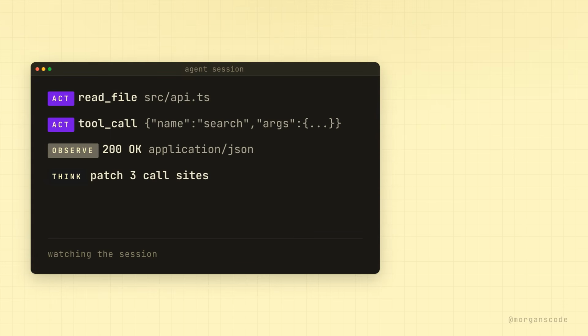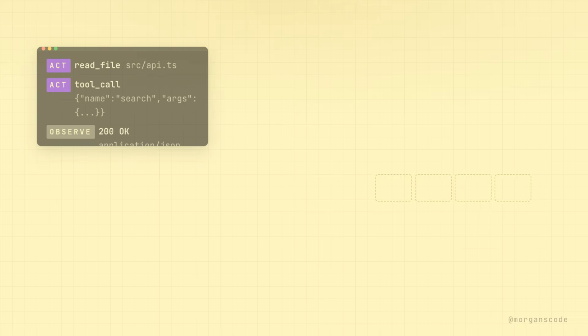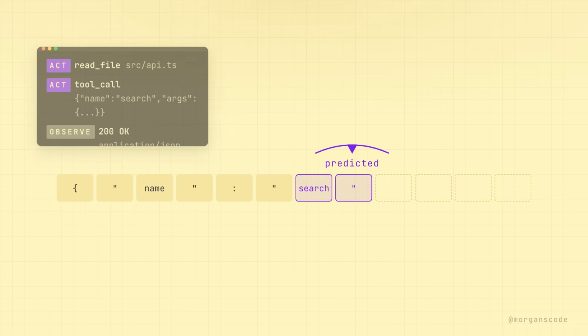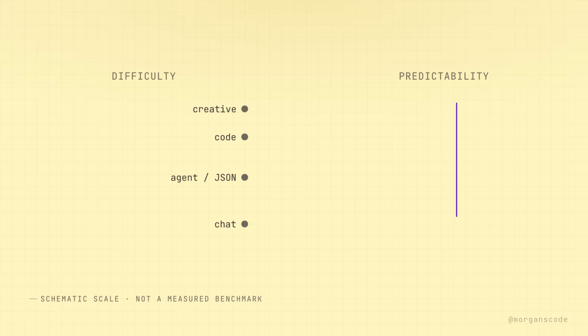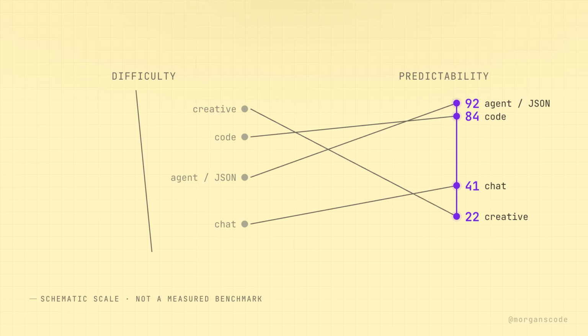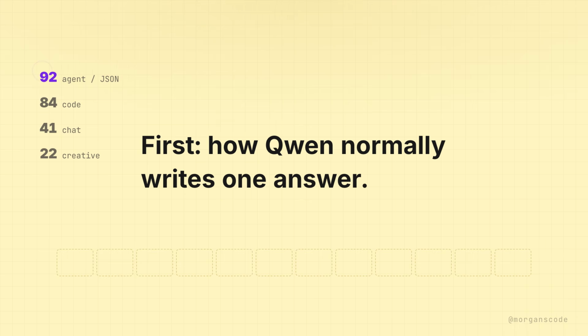The largest gain appeared during an agent-style task filled with code, JSON, tool calls, and repeated formatting. Those outputs are unusually friendly to MTP. Once the model begins a familiar function call or a block of structured code, the next few tokens become easier to anticipate. Normal conversation gives MTP less to work with. The next words are harder to guess, so more of its predictions are rejected. MTP does not care how difficult your task is, it cares how predictable the next few tokens are. And to understand why that matters, we need to look at how Qwen normally generates an answer.